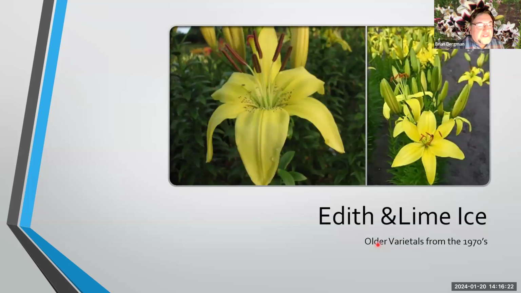These are two older lilies. One is now back in production. That's Lime Ice, and the other one at the top is Edith. And Edith, do you want to tell the story about Edith? It's a beautiful lily.